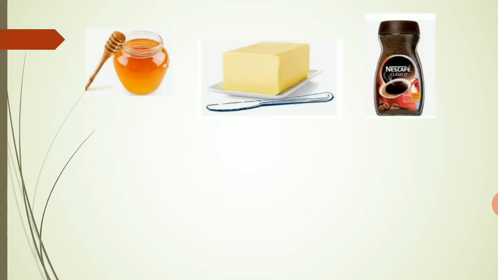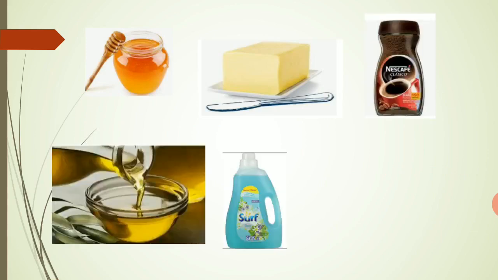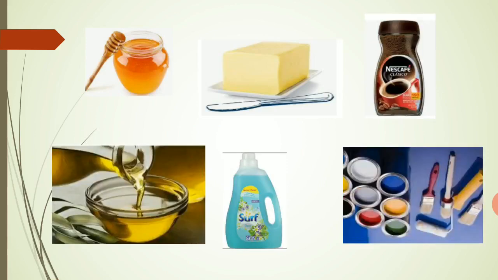Now try to identify these pictures. I think all of you can identify all these things. Have you identified? Yes, very good. First is honey, second is butter, third is coffee powder, then oil, surf, and oil paint.